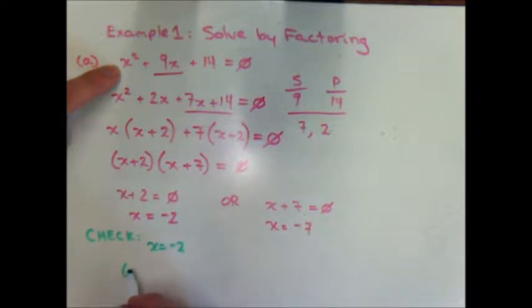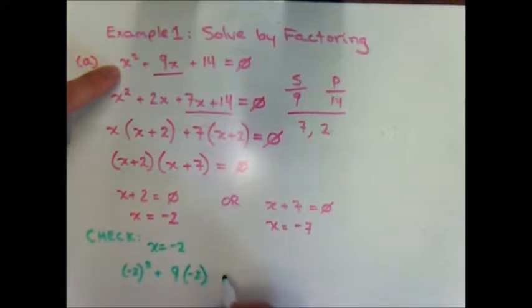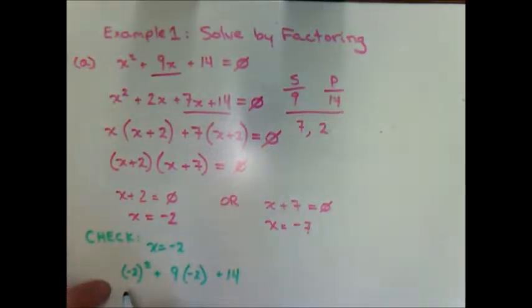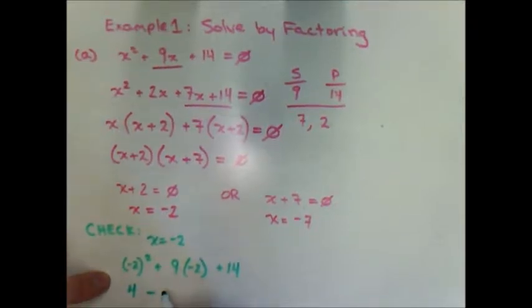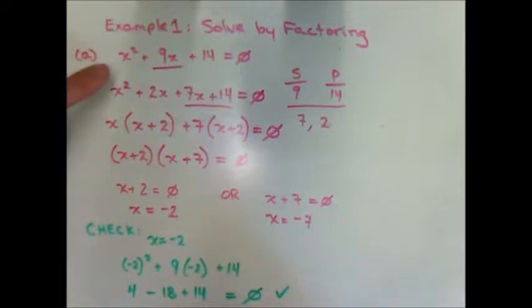So I'll rewrite this. We have negative 2 squared plus 9 times negative 2 plus 14. Negative 2 times negative 2 is positive 4. 9 times negative 2 is negative 18, plus 14, and if I add all this up it does equal 0, so I've checked it, and x equals negative 2 is a solution. It is a root of the equation x squared plus 9x plus 14.